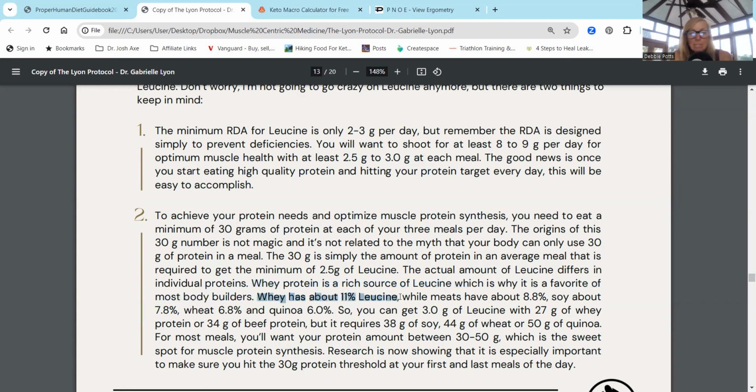Whey has 11% leucine, while meats have 8.8, soy, wheat, so you can read all that. So you get 3 grams of leucine with 27 grams of whey protein or 34 grams of beef protein, but it requires 38 grams of soy, 44 grams of wheat, or 50 grams of quinoa. Who's going to eat that much quinoa?